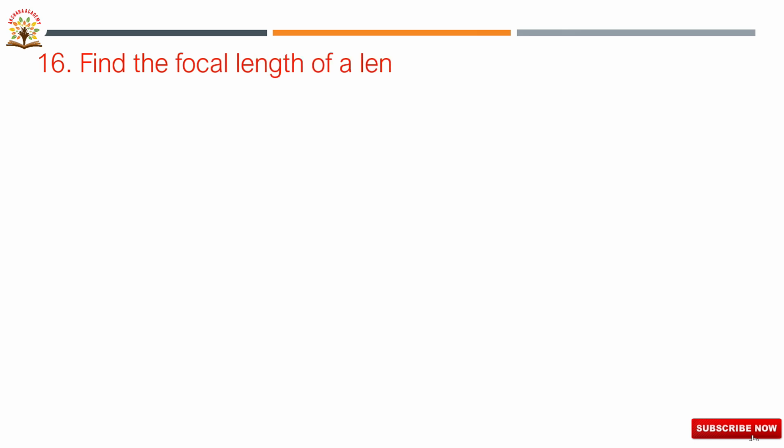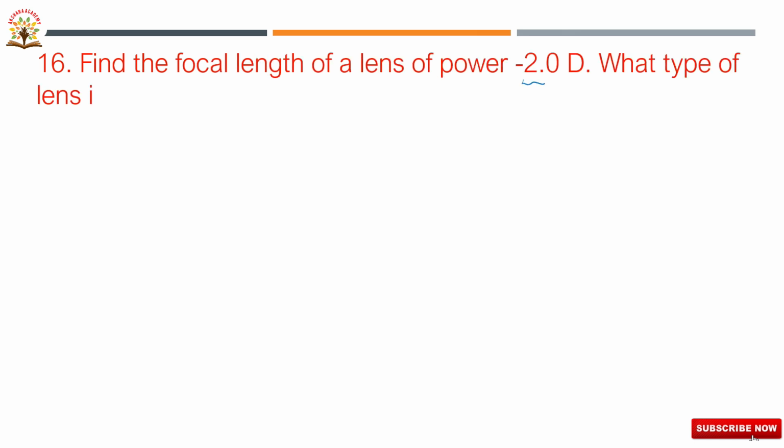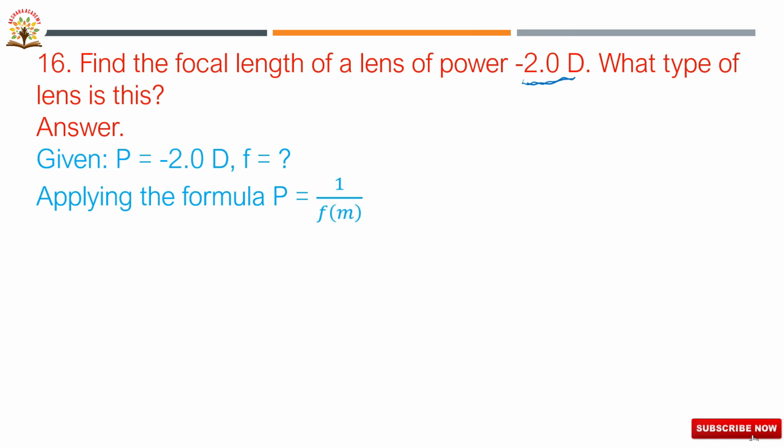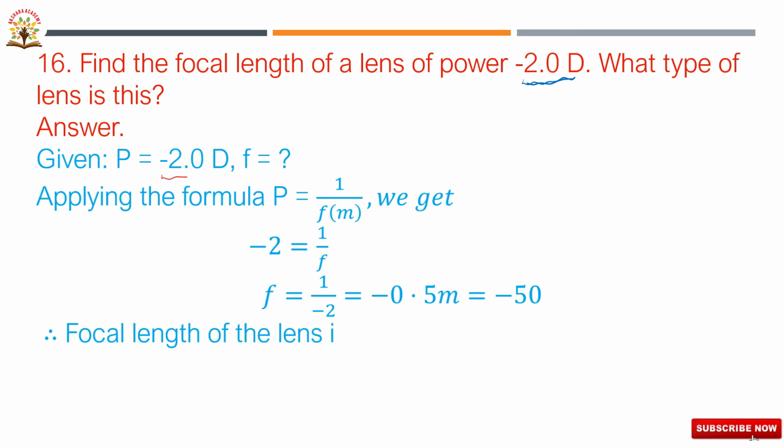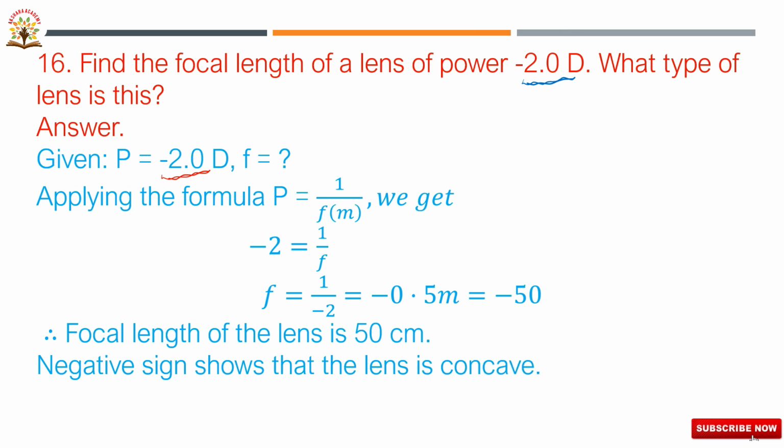Find the focal length of a lens of power minus 2.0 D. D is nothing but diopter. The unit of power is diopter. What type of lens is this? The given P is equal to minus 2.0 D. Now we are calculating using power. P is equal to 1 by f. Reciprocal of focal length gives power. So P is equal to 1 by f, with f in meters. Substituting the P value, minus 2 is equal to 1 by f. So f is equal to 1 by minus 2, that is minus 0.5 meters.